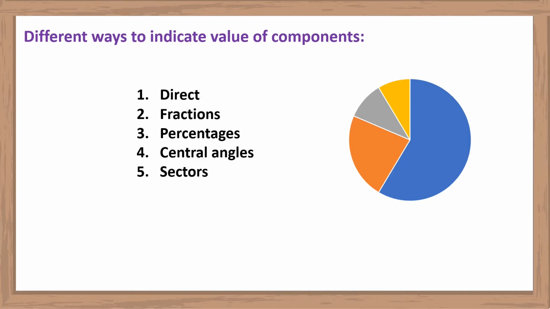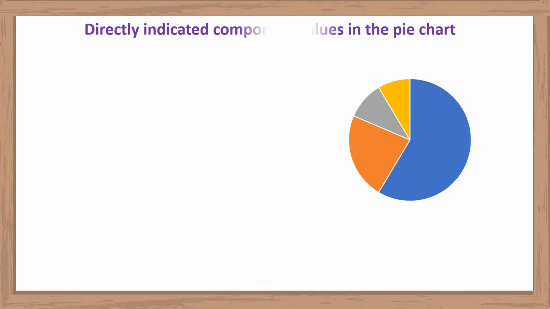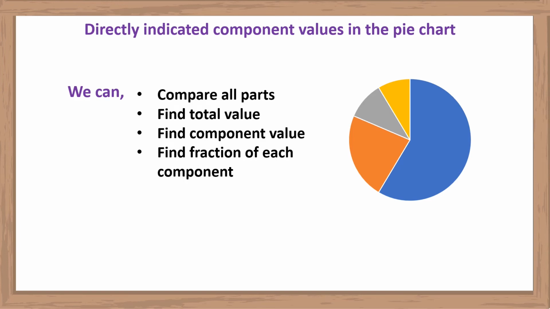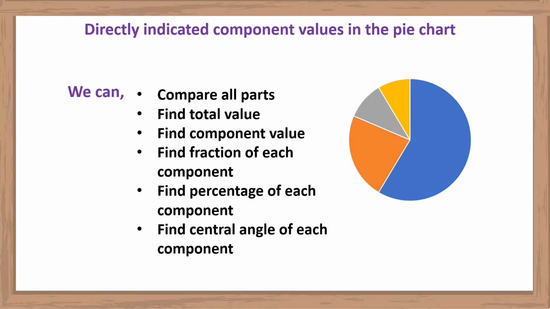In the first category, if all values of the components are directly indicated in the pie chart, then we can compare all parts and can find big and small components. Total value can be found. The value of each component can be found. We can find the fraction of each component, percentage of each component, central angle of each component.